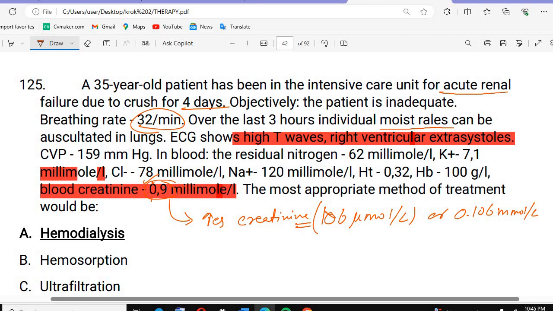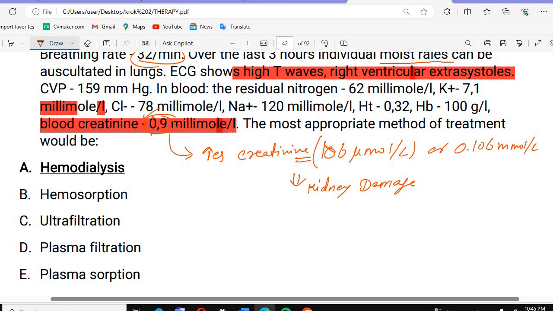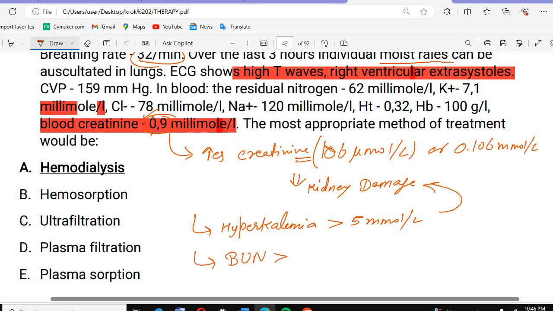So an increase in creatinine is a sign of kidney damage; the patient will be having kidney damage. Other than that, if you see an increase in hyperkalemia, meaning potassium is more than or equal to 5 millimole per liter, or 5 milliequivalent per liter, that also means the patient has kidney damage. We also see blood urea nitrogen more than 15, which is also a sign of kidney damage.